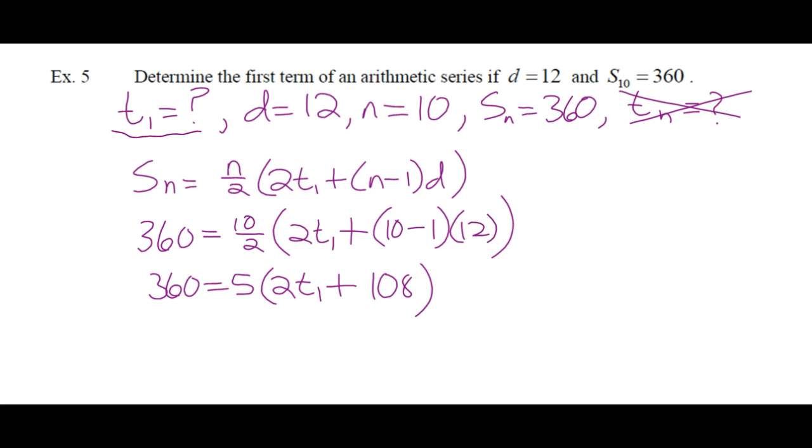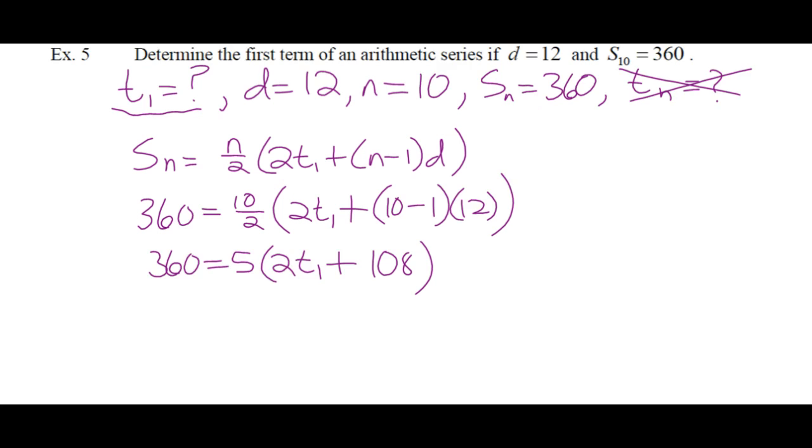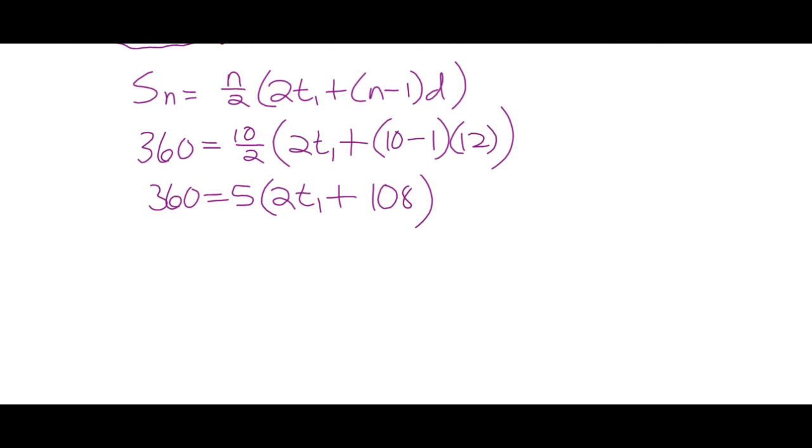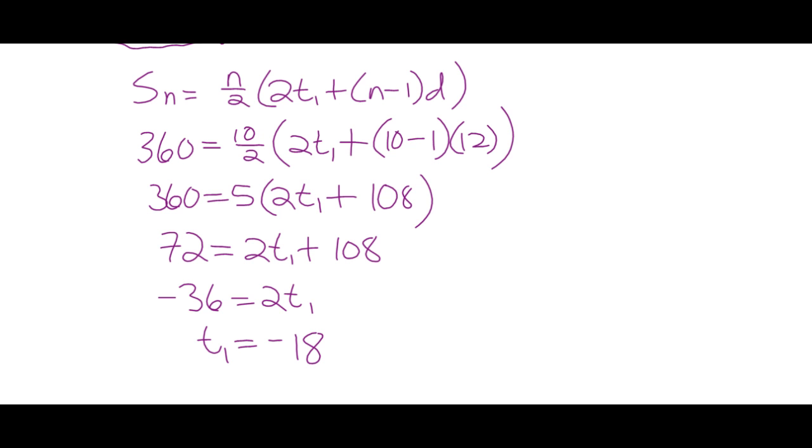Okay, step 1, solving. What do we do? Divide both sides by 5, right? So 360 divided by 5 is what, 72? Yes, 72. Don't be afraid to use a calculator. Next step, subtract 108, so what's that going to be? Negative 36. And finally, T1 is negative 18.